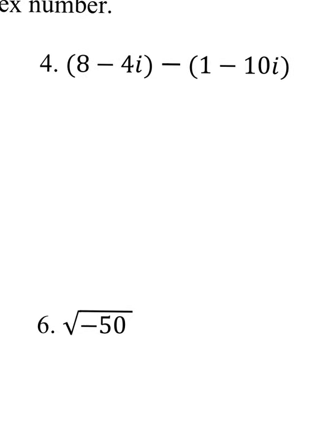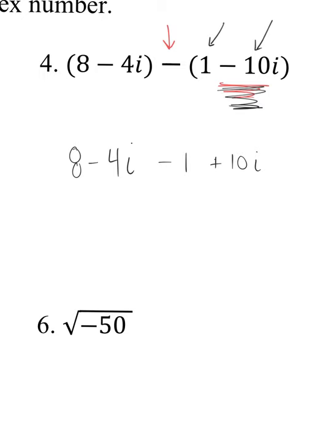Now, with subtraction, because we have a subtraction sign here, that's our clue, we need to make sure that we're flipping the signs of just the second parenthesis. So the first parenthesis is just going to drop right out, so 8 minus 4i. And then I have a positive 1, so that's going to become a negative 1. And I have a negative 10i, so that's going to become a positive 10i. Okay, so I just flip the signs of the numbers in the second parentheses.